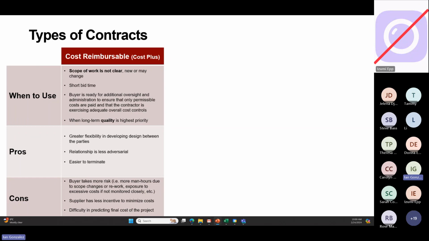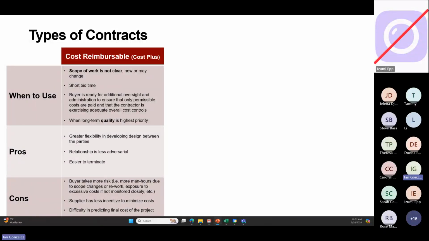The pros of using cost reimbursable: you've got greater flexibility in developing design between the parties. The relationship is less adversarial because if you want to change things, that's okay, they get paid. And it's a lot easier to terminate. At any point in the relationship, if things go sour, they've already got their money, you've already paid them, and a typical contract allows for that. A cost reimbursable contract allows for when we don't want to use you anymore, you're done.